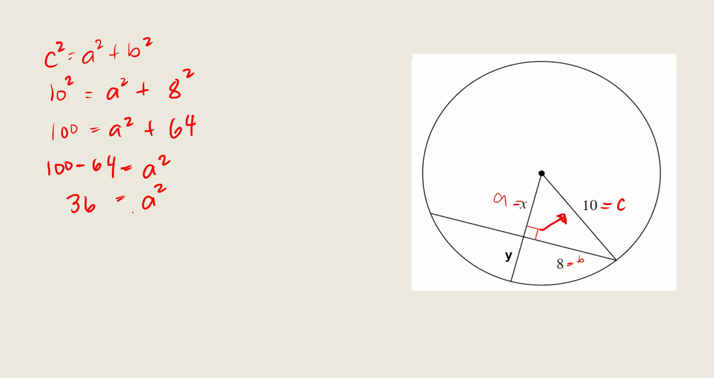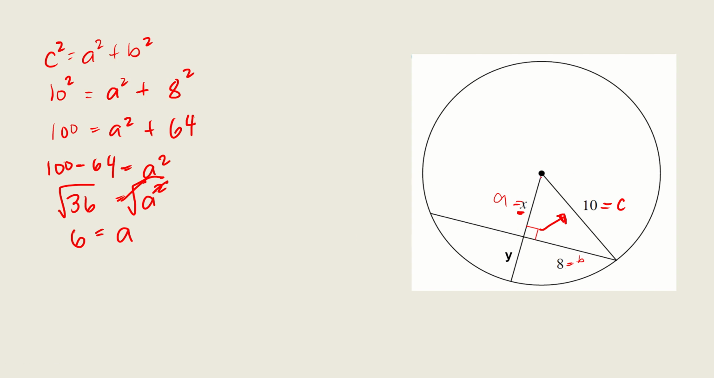So, para mawala ang squared, get the square root. Cancel, cancel. Square root of 36 is 6. So, that is the value of A. So, yun yung X natin. That is 6 units. Next, nahanap yung Y.